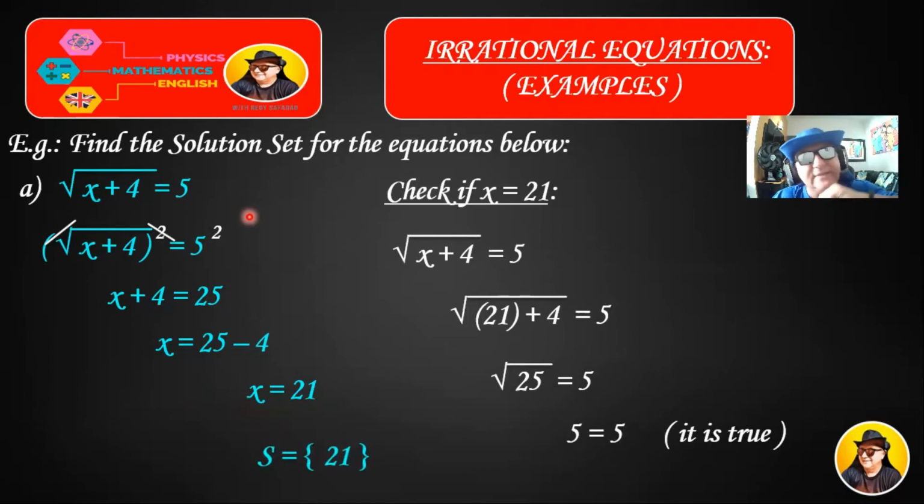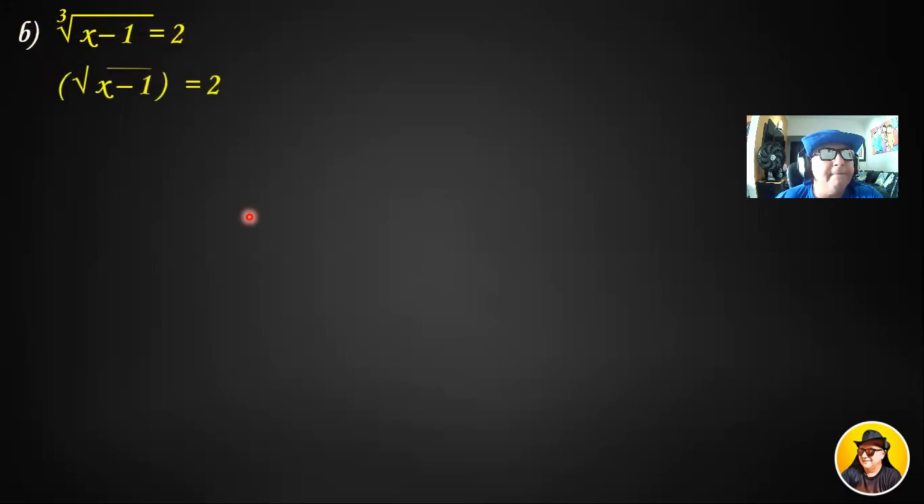All right. So let's see question B. Pay attention. Question B is the cubic root of x minus 1 is 2, okay? So what is the convenient exponent now? Cube, okay? So you have to cube both sides of the equation like this. Can you see? So cube on the left and cube on the right, okay? And 2 to the third power is 2 times 2 times 2, that is 8.